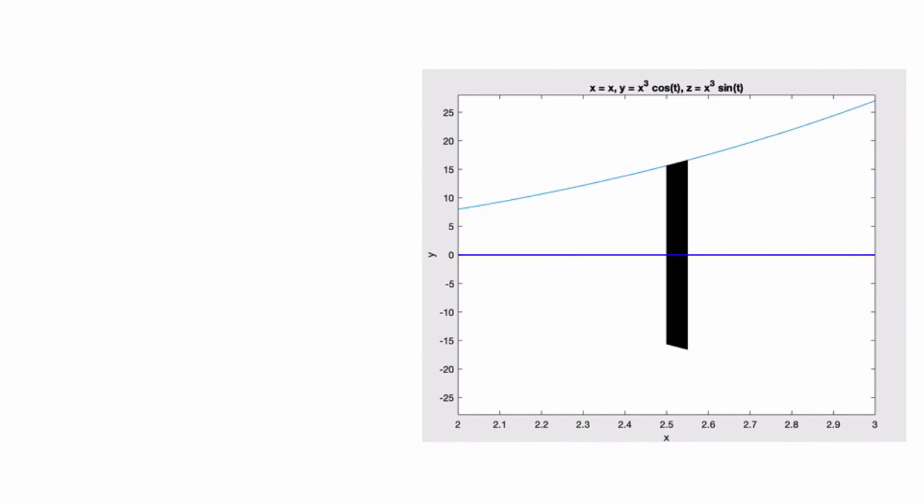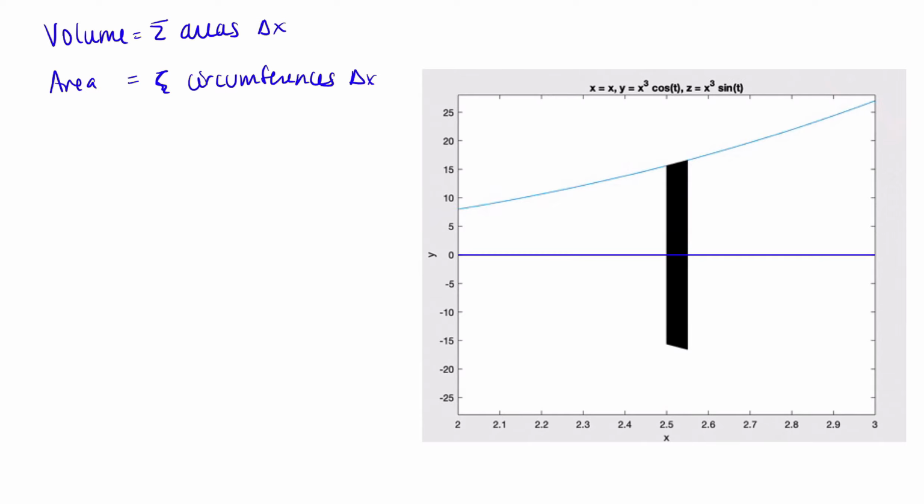Now, the same way that we compute volume by adding all the areas and then multiplying by the thickness of the areas, now we're going to compute surface area by adding all the circumferences, right? Circumferences times the thickness of the little circles that we have, okay?